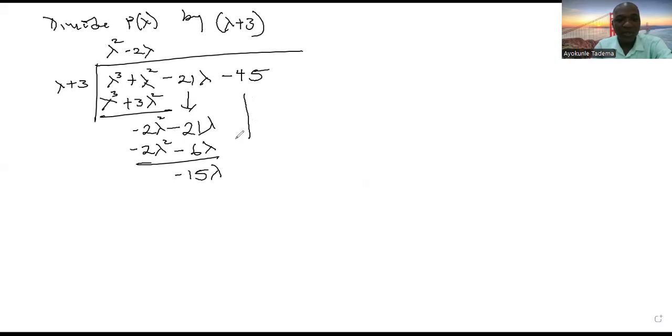We bring this one down again. We have plus 45. Minus 15 times lambda is minus 15 lambda, and minus 15 times 3 is minus 45. This one is negative.